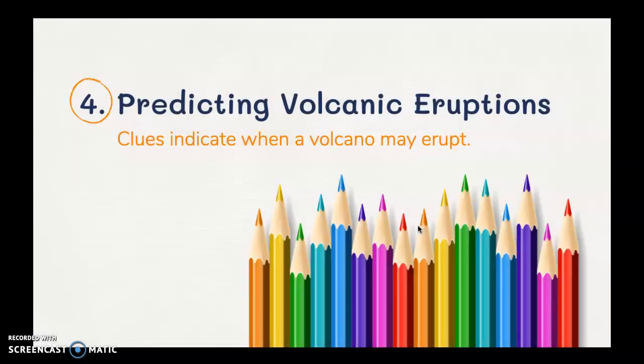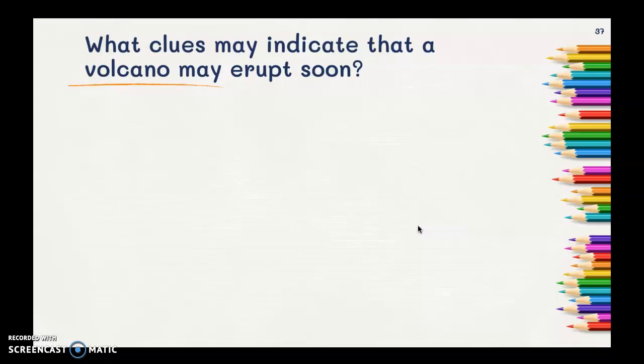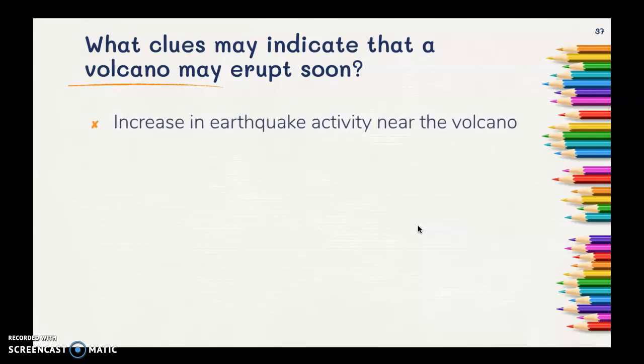Okay, section 4 is predicting volcanic eruptions. This is the last section. And there are a few clues that indicate when a volcano may erupt, and we're going to focus on 3. So if you're living near a volcano and there's an increase in earthquake activity, that is a good sign that that volcano is becoming more active and may begin to erupt.